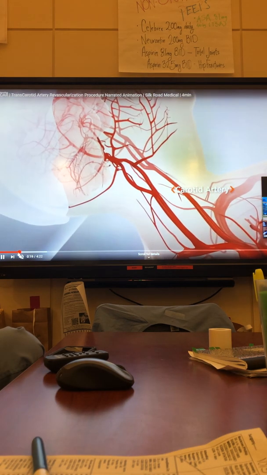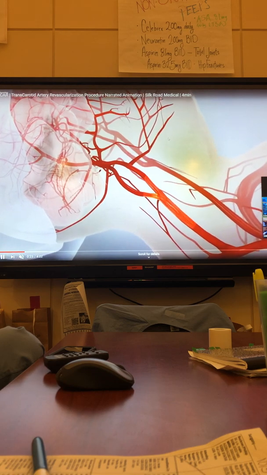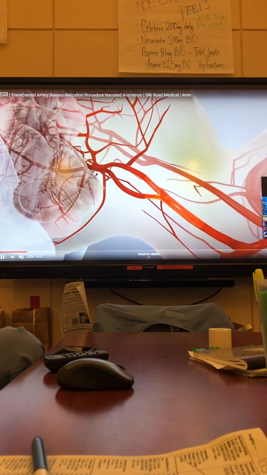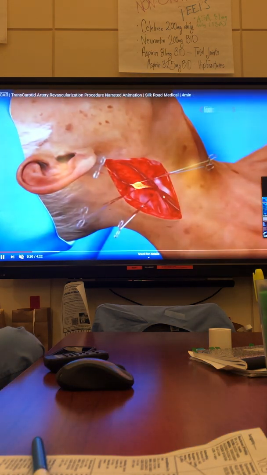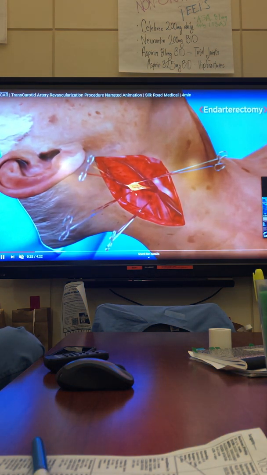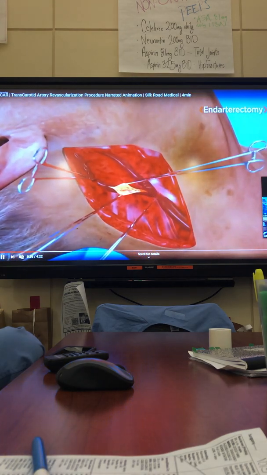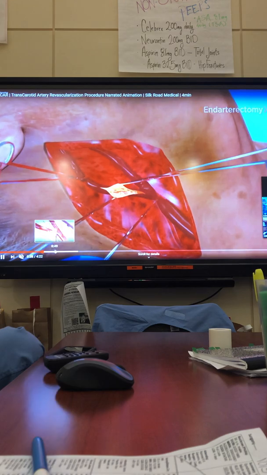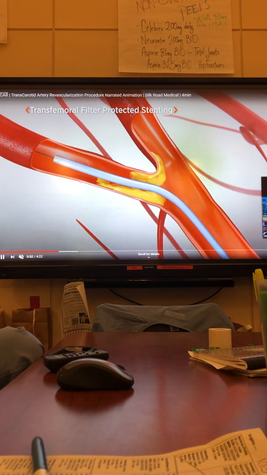All right, so basically we position the patient as we would for a normal CEA. We prep the neck and we prep the groins too. And we do it in a way so that the neck and groins are both accessible and both covered. So this is a traditional CEA, right? We get the neck incision open, we open up the ICA, we clean out the plaque, and then we patch it, all right?